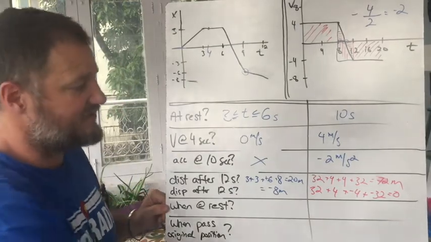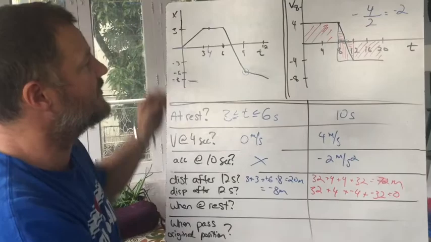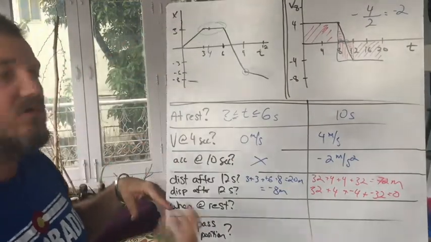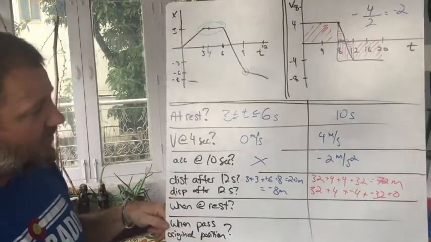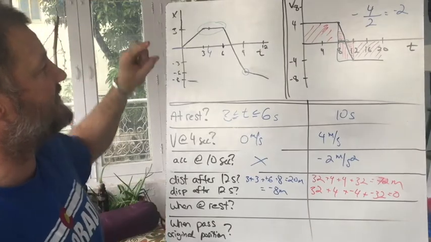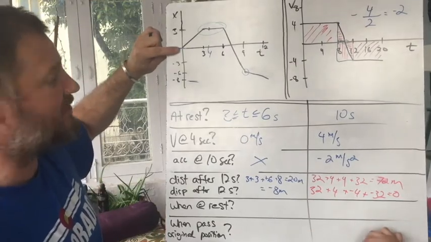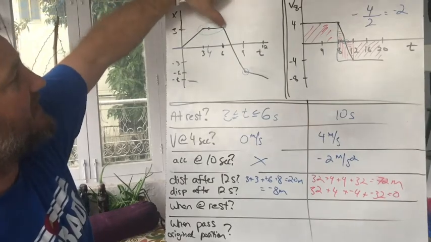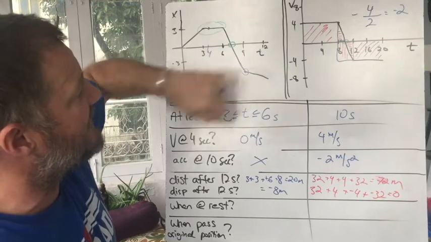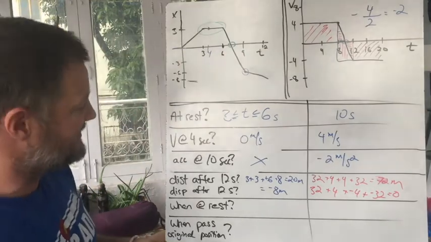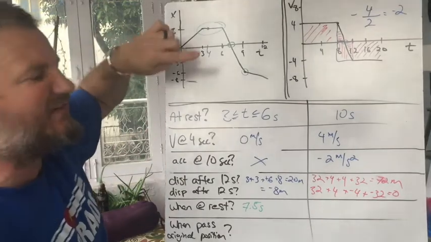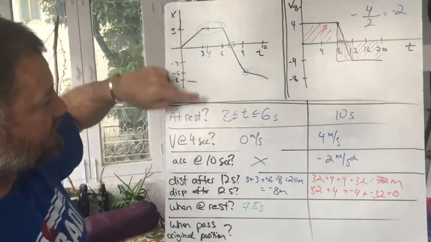When is the object at rest? Well, we're at rest here, and that's it between, oops, repeated question, quick, to the last one. So when does the object pass its original position? Well, this object starts at 0, on the displacement time graph moves out to 3 and then comes back to 0 right there. That is somewhere between the 6th and the 9th. We'll approximate it to 7.5 seconds. The 7.5 second it is at 0.